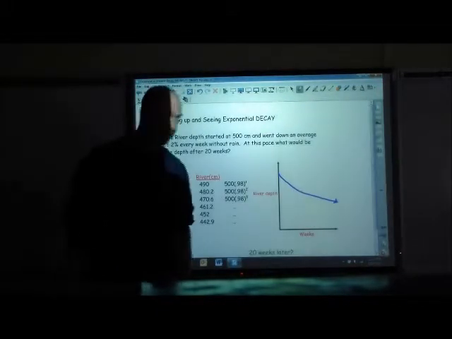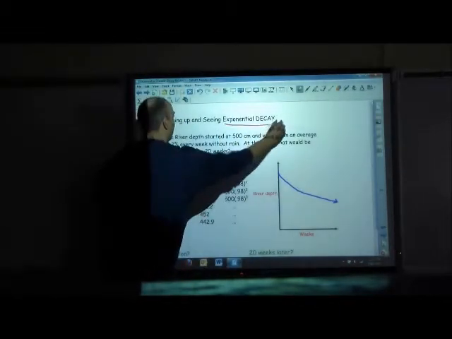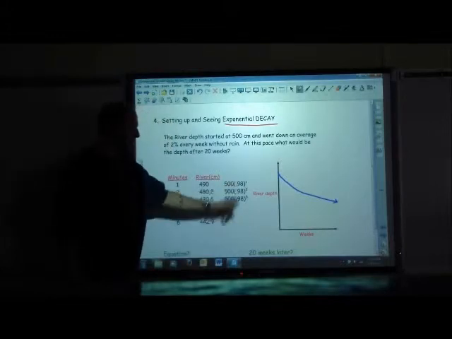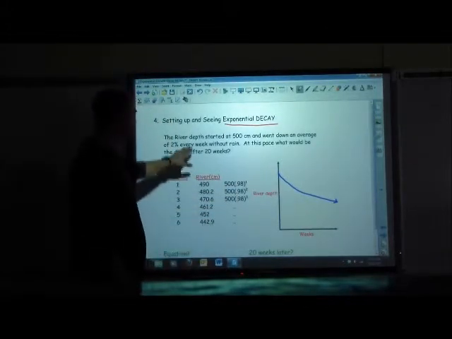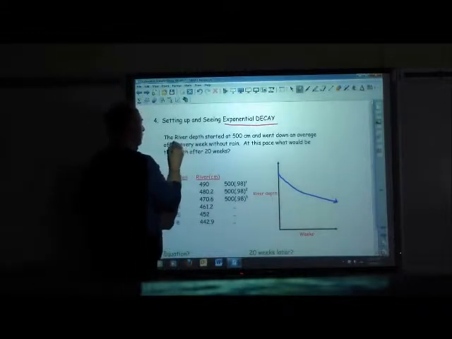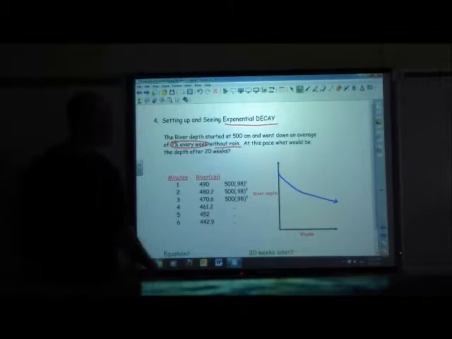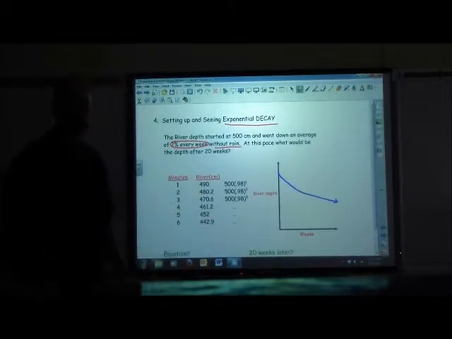Okay, moving on. Got another problem here, and this is going to be exponential decay. So if you notice, these values are less than 1. But I've got a river. The depth starts at 500 centimeters, and it's going down 2% every week because it's not raining. At this pace, what would be the depth after 20 weeks?